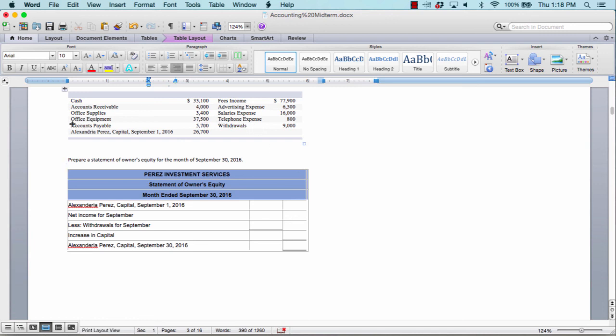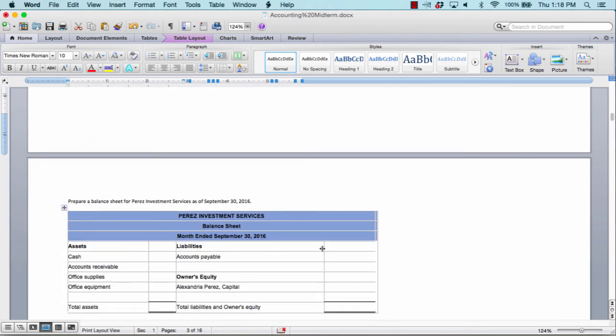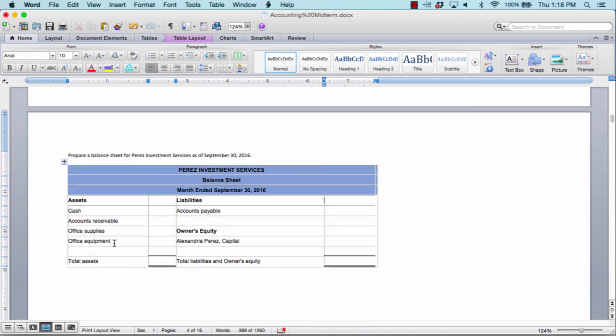And accounts payable is right there, 5,700. So you put 5,700 here in this field, and so on and so forth. If you don't see the category, that means you have to do something with it.